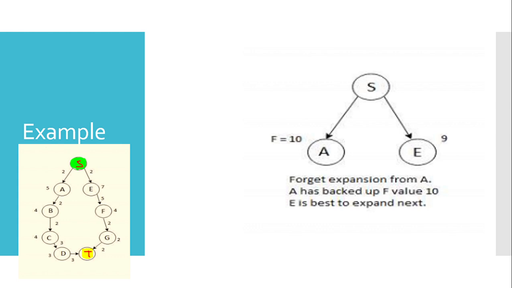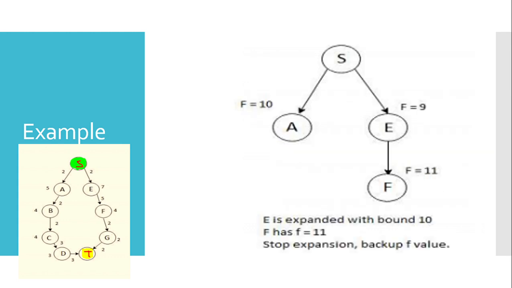So now we will not expand A, we will now expand E because its cost is lesser than the other side. As E is not the goal, we will check for the child element of E. So E has a child element, F.